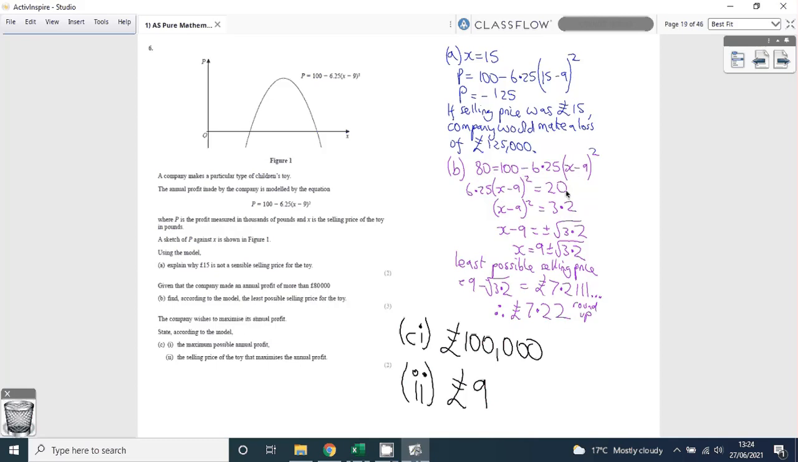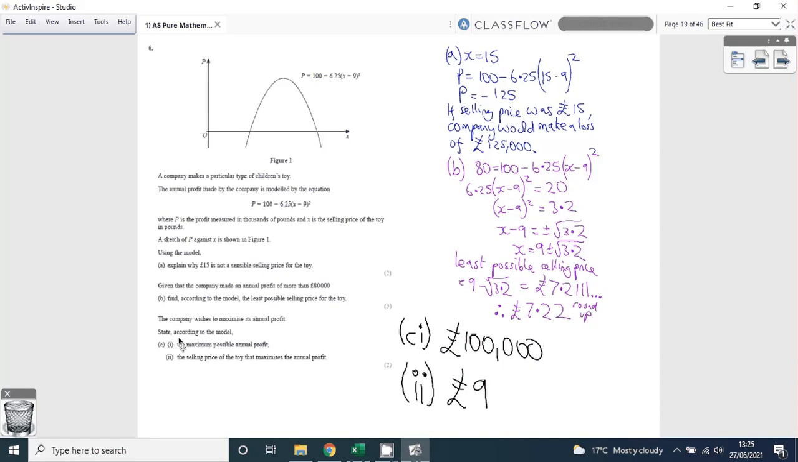It gives me this. I've then divided by 6.25. I've then square rooted. Note I get the double selling price there, the two possible selling prices, add 9 to both sides. So I'm getting two possible prices here, but I'm being asked for the least possible selling price. So that's going to be 9 take away the square root of 3.2, which is £7.22.